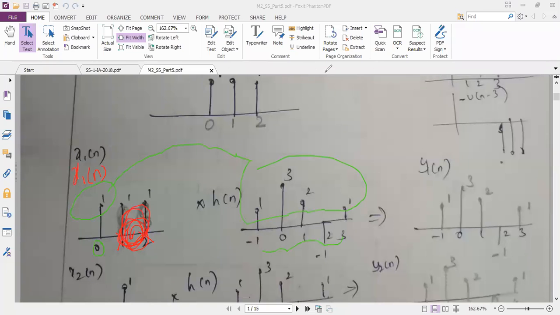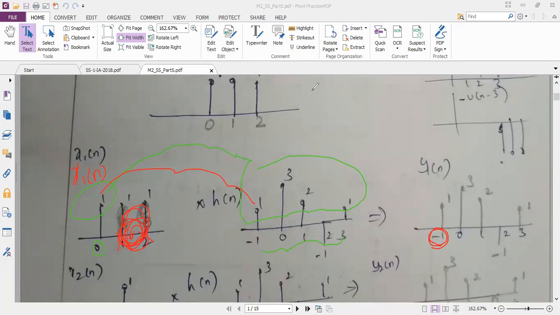So placing, I said it is at -1 because my y of n is starting at -1. So I have to place the first product at -1. When I multiply 1 into 1, that is 1, and I am placing it at -1. This placing is very important. We obtain this placing with the help of the index of y of n. So the first step is finding the index of y of n.